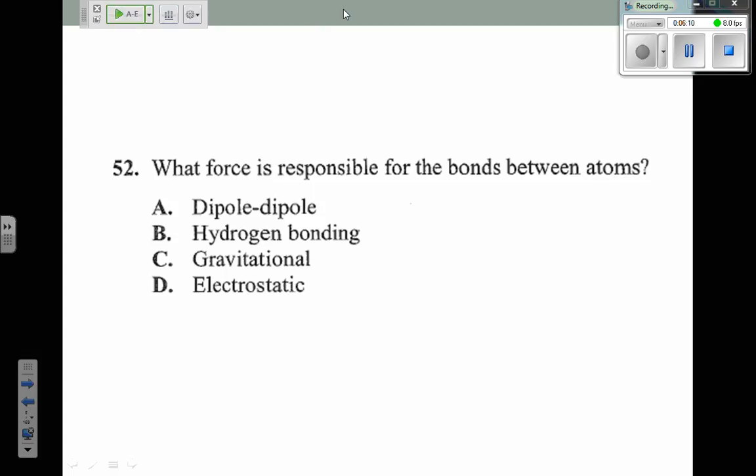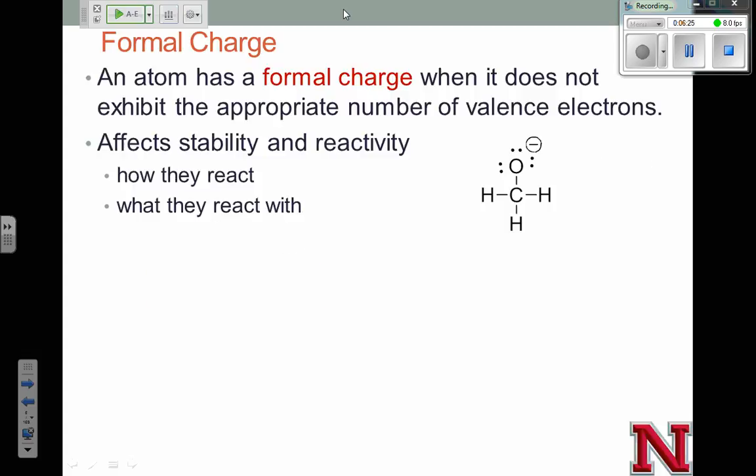Okay, so what force is responsible for bonds? Electrostatic. What does electrostatic mean? Electrons are negative, they're attracted to a positive nucleus, electrostatic. And having that octet. So another thing that's really important to understand is the concept of formal charge.